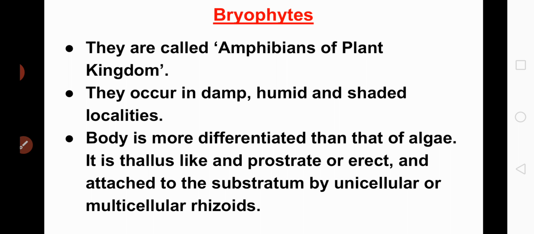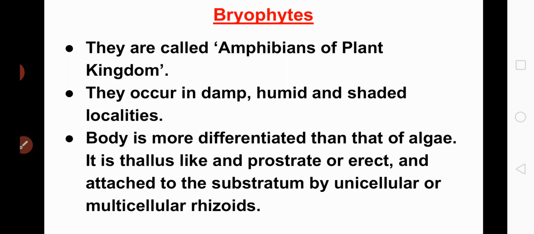They occur in damp, humid, and shaded localities, found in moist and shaded areas. The body is more differentiated than that of algae, and it is thallus-like, which means in bryophytes also the plant body is called a thallus, and this thallus may be prostrate or erect. Prostrate means horizontal or flat, and erect means straight. They are attached to the substratum with the help of rhizoids.